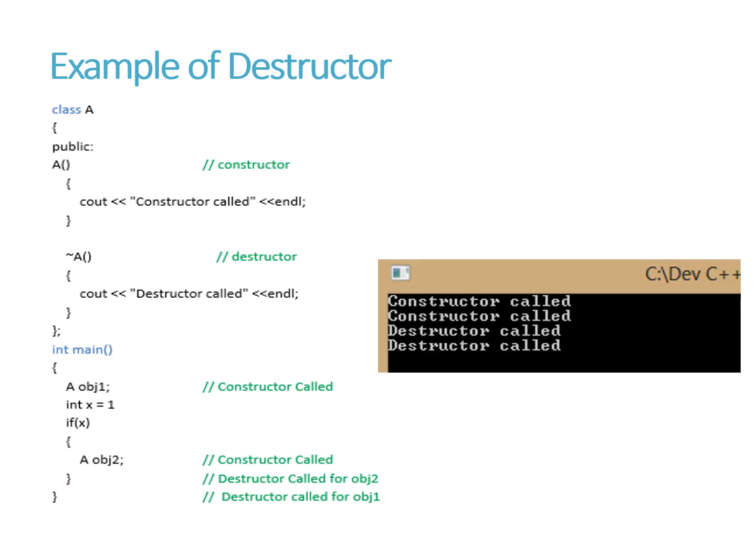Again, starting from the main function, when the object obj1 was created, it will call the constructor, hence it will be printing "constructor called". Now next, when object obj2 was created, again the constructor was called and then "constructor called" is printed. Now when we will come to this particular statement, that is braces closed for the if statement, the destructor for obj2 will be called and thus printing "destructor called". Then this statement of the main function will be executed, which is the end of the main function. Therefore the object obj1 will be destroyed, hence printing "destructor called".